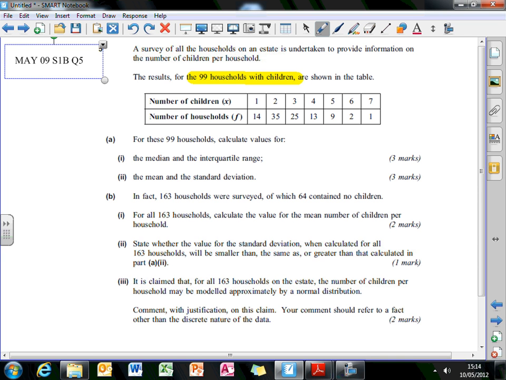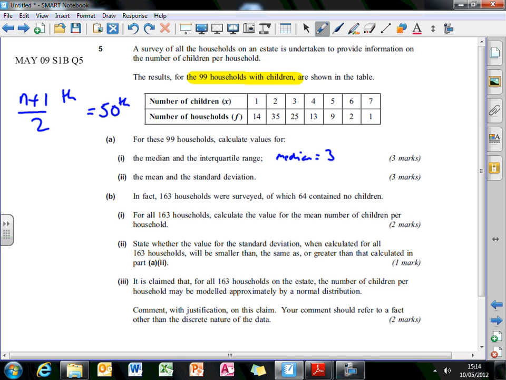So the median is the middle one. You have to remember that's the n plus 1 over 2 one. So 99 plus 1 is 100, divided by 2 is the 50th one. And be very careful, it's not 50, it's the 50th one. So 14, 35, if you keep a cumulative total, the 50th one would actually be somewhere in that 25. So you can say that the median is 3.